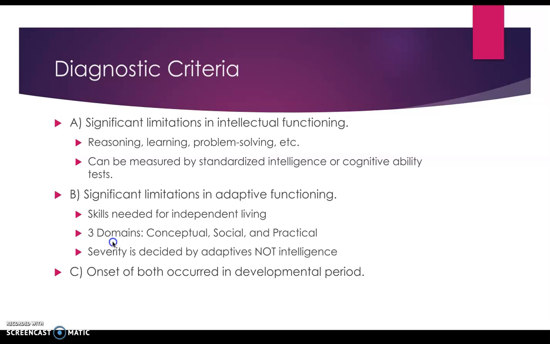And practical is the most classically defined adaptive function, where it's your general life skills, ability to feed and clean yourself, ability to work, ability to go to school, stuff like that. Something important that I like about the DSM-5 is that severity is decided by adaptive functioning and not intelligence. Why is this important? Because if you measure someone's IQ, that doesn't tell you their potential to live. That doesn't tell you their potential to perform.